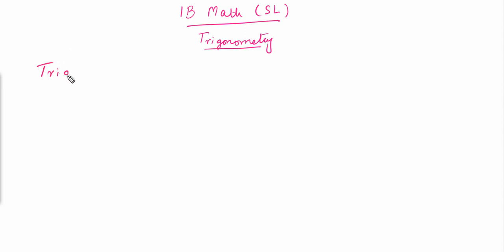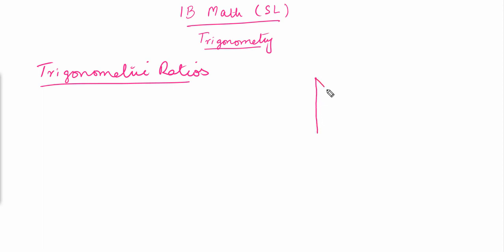For the trigonometric ratios, for example, we have a right angle triangle. Let me just draw it over here. That's a right angle triangle, and there's an angle over here. This angle is represented by theta. The side that is opposite to this angle will be called opposite, and this side will be called adjacent, and the largest side of this triangle will be called the hypotenuse.